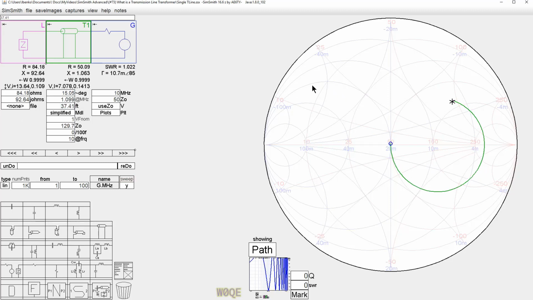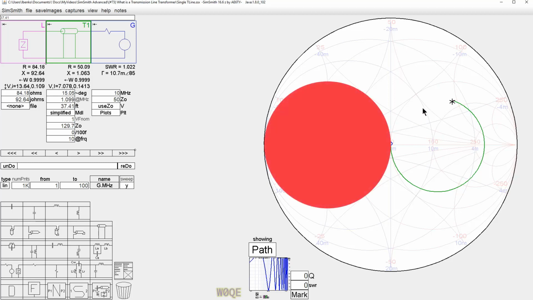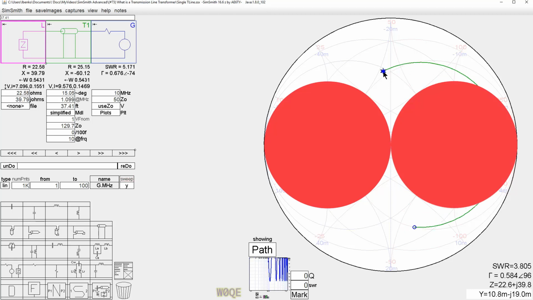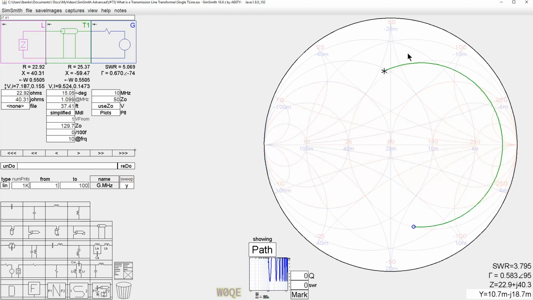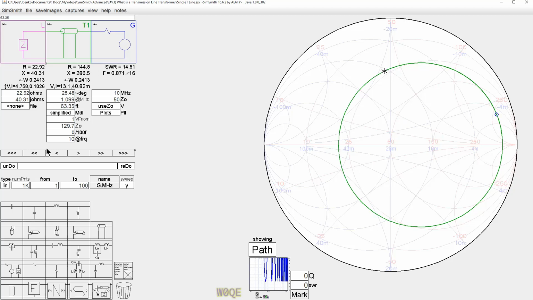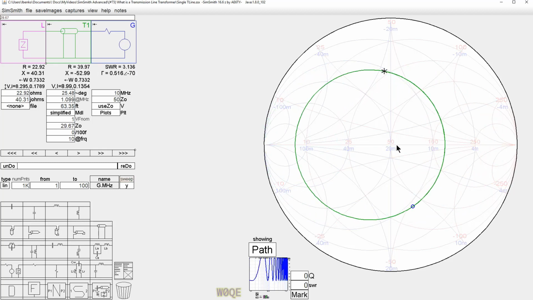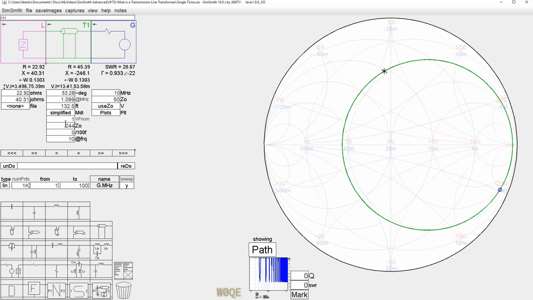I can match everywhere within this circle and everywhere within this circle, but I cannot match any point with a single transmission line that's out of those two circles. So this area up here I cannot match. What you usually do when you want to see if it matches is you make the length long, you sweep the impedance of the transmission line, and you see if somewhere you can get the arc to go through the point you want. Well, the point I want is right here, and there's no way in the world I can get this to go through there.